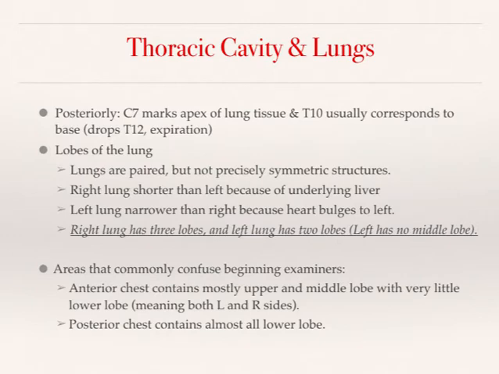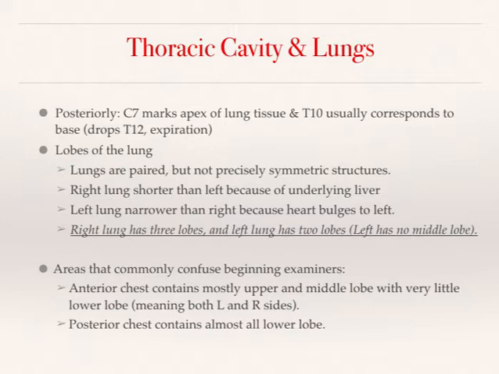So as I said, C7 on the back of your neck, the vertebral prominence, is basically where we mark the landmark of the apex of the lung tissue on the posterior side. When you're looking for how far down the lungs go, the base of the lungs is typically at T10. However, when you have inspiration, it drops down to T12. So you may want to go back to that image and look at that real quick, but that'll give you the base of your lungs as to how far down they approximately go.